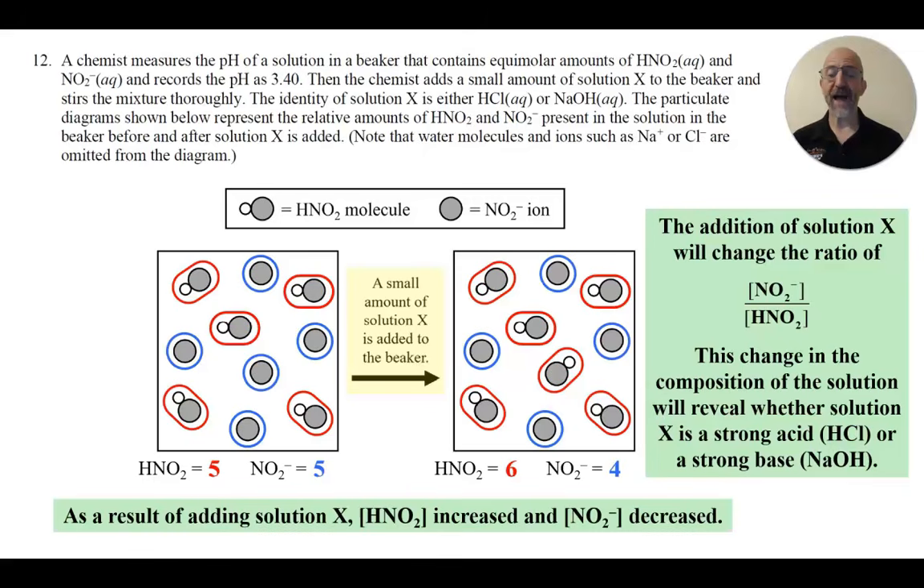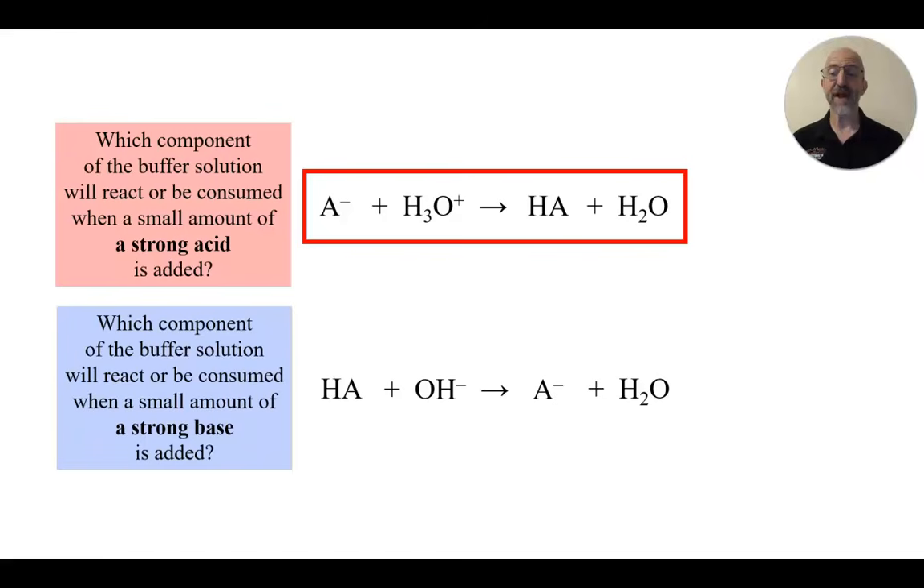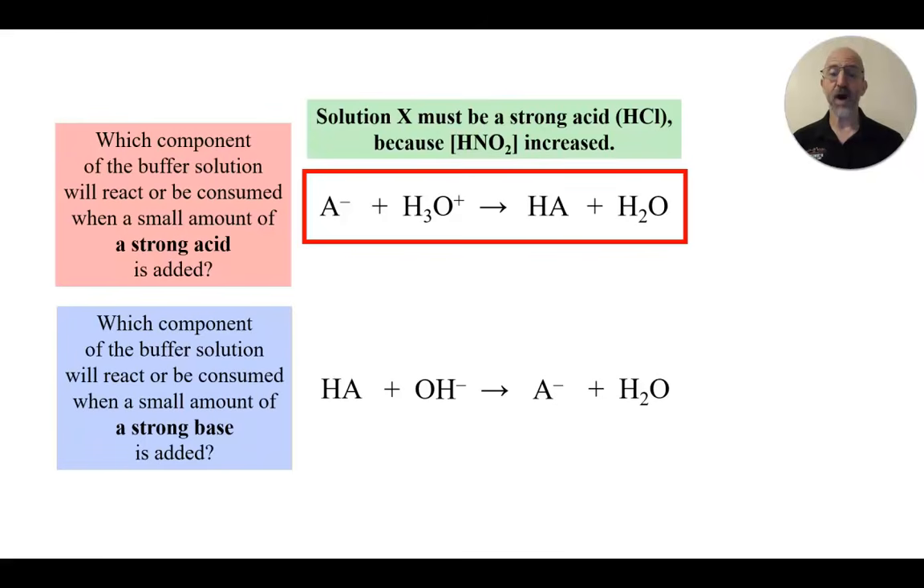As a result of adding solution X, the concentration of the weak acid, HNO2, increased, and the concentration of the conjugate base, NO2-, decreased. So we know that a strong acid must have been added to this buffer solution. Why? Because if we add a strong acid, the concentration of the NO2- would decrease, and the concentration of the HNO2 would increase, so that's what happened.